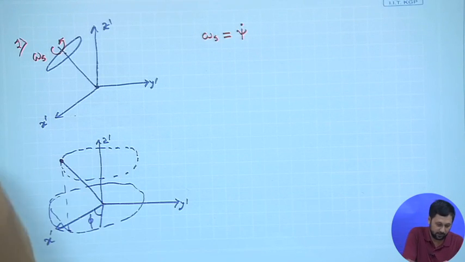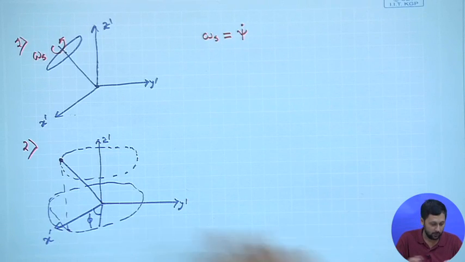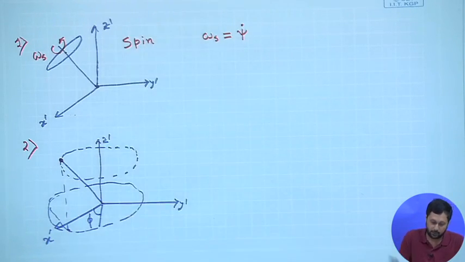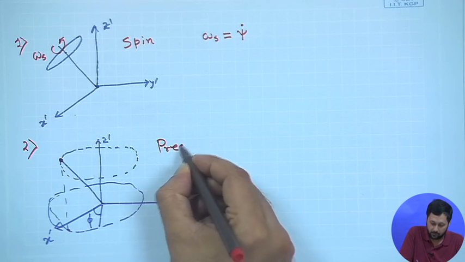So, we see that the second of the motions, okay, so let us give the name. So, this is my spin motion, and this motion is called the precession.